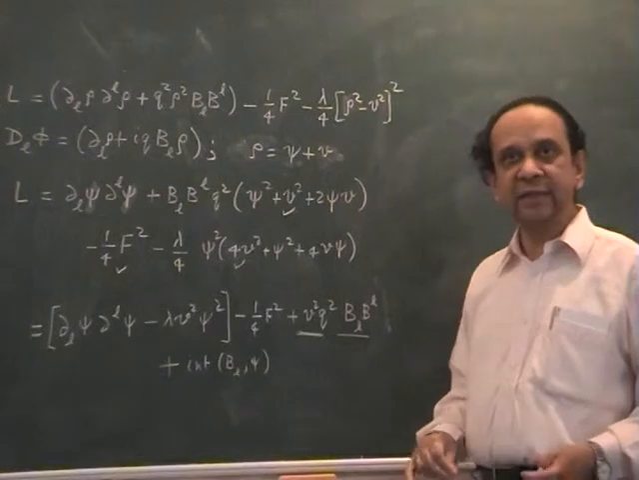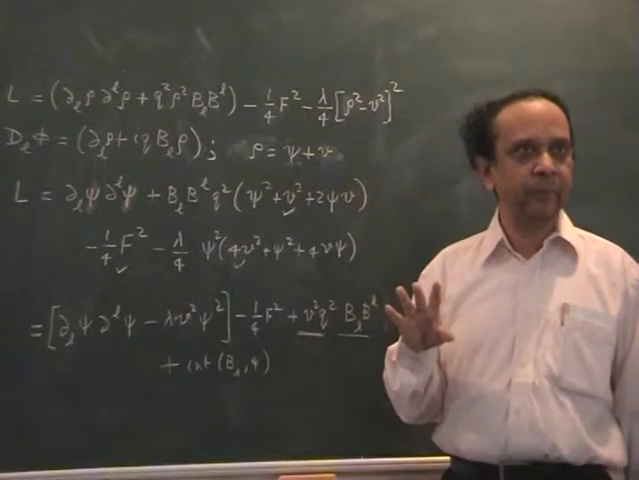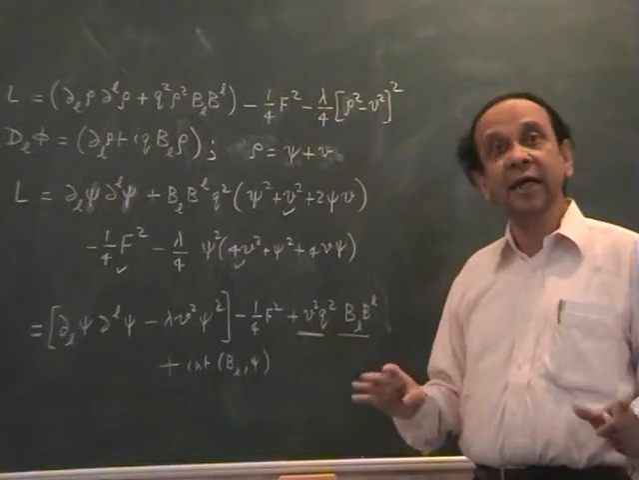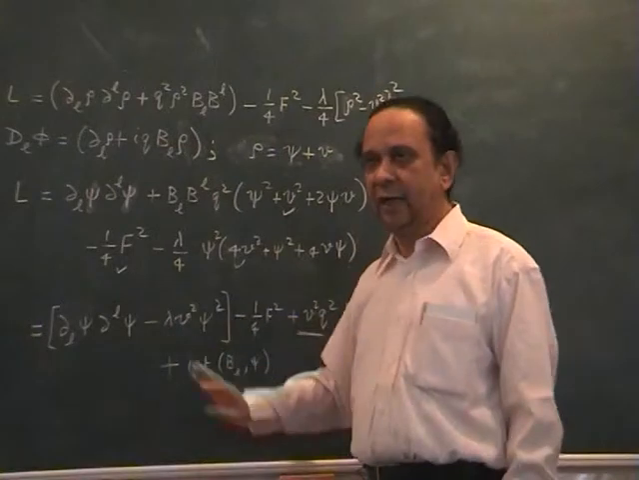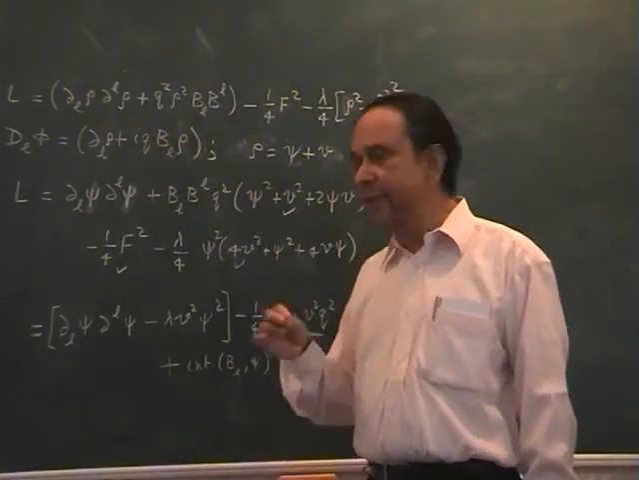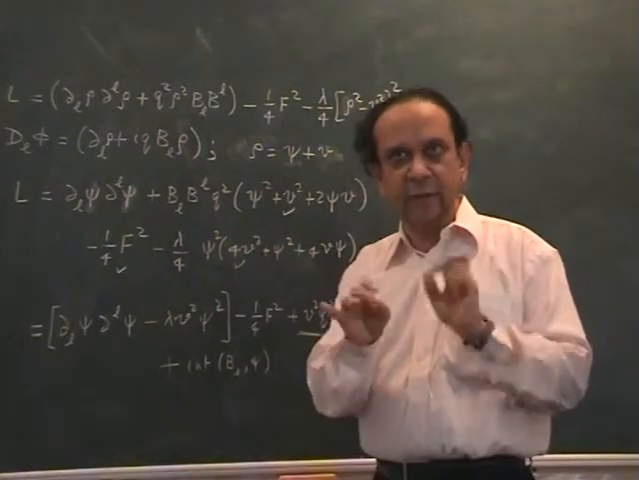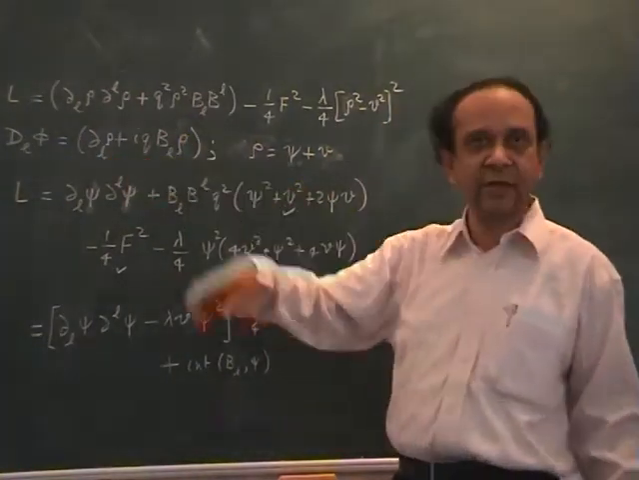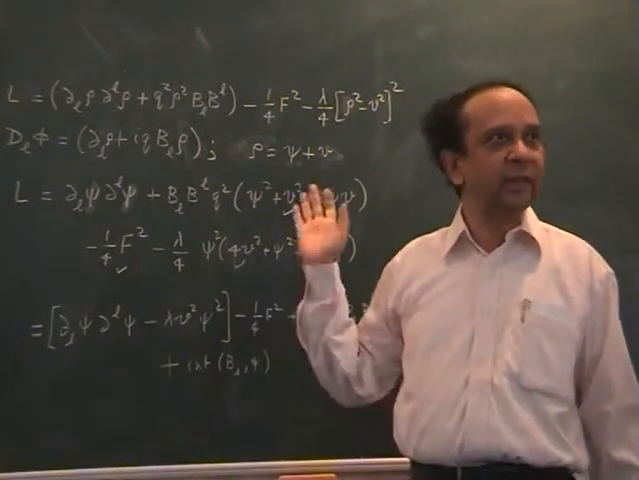But one thing you will notice is that your interaction terms are now very, very strongly constrained. See, there are different kinds of interactions which you have thrown in, which you would have never guessed. Suppose you had started with a massive vector field and a massive scalar field and tried to write down some interaction. You would never think of writing down interaction terms in which the coefficients are all matched in a particular way, terms and signs and everything comes in. All that happens because you originally started with a theory which has this spontaneous symmetry breaking. Okay, so that is the main point.